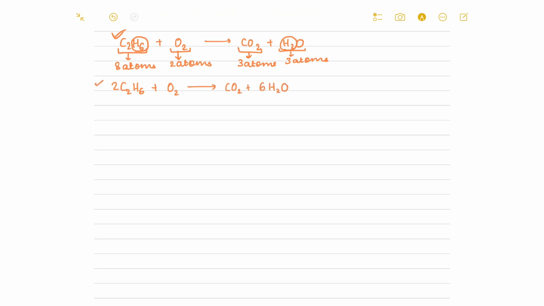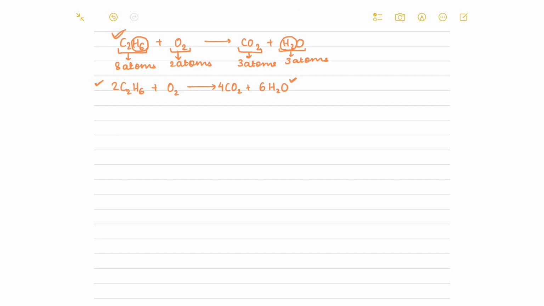Here we have 12 atoms of hydrogen and here also we have 12 atoms of hydrogen. So one of our objectives is fulfilled. We have balanced hydrogen. Now we have to balance carbon and oxygen. If we use 4 as the coefficient of CO2 on the product side, carbon atoms will be balanced, 4 CO2. So 2C2H6 plus O2 gives rise to 4 CO2 plus 6 H2O.